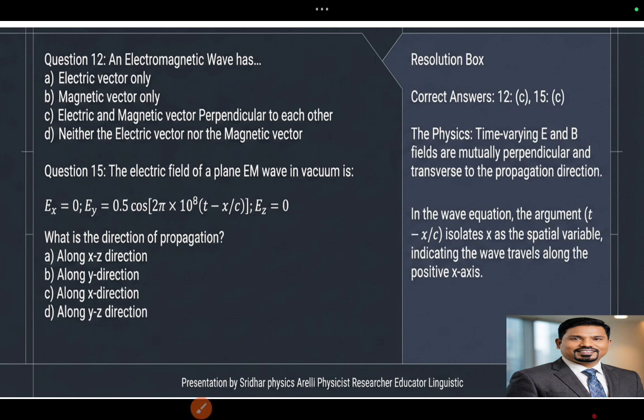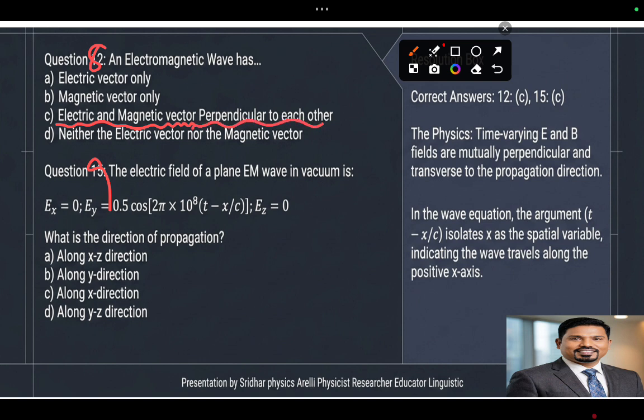Next, eighth question. An electromagnetic wave has electric and magnetic vectors perpendicular to each other. Electric and magnetic field vectors are perpendicular to each other.